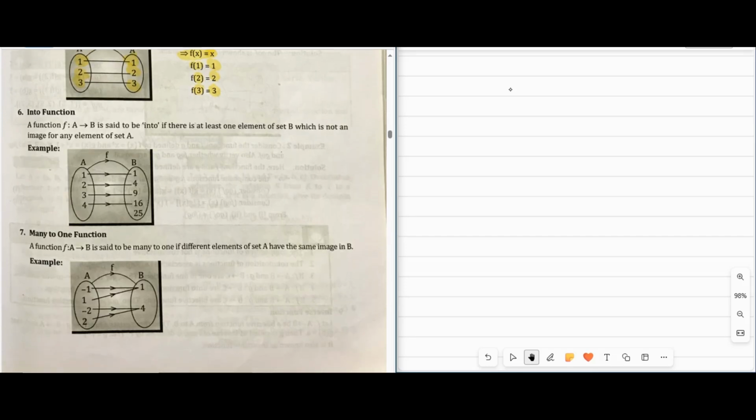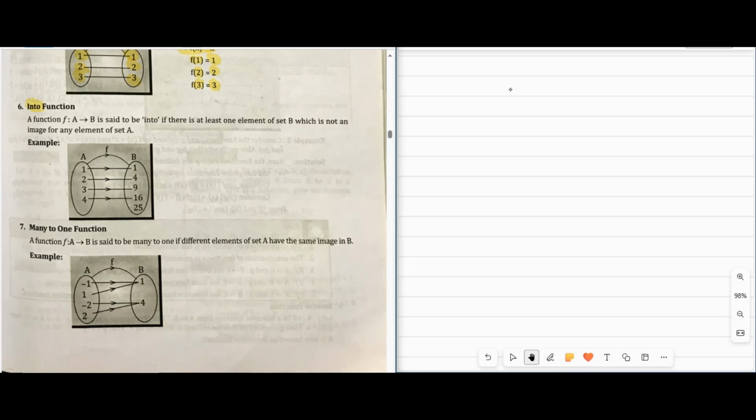What is an into function? A function f from A to B is said to be an into function if at least one element of set B is not an image for any element of set A. So that means there should be an extra element in B, in the codomain, which should have no image, then it is called an into function.